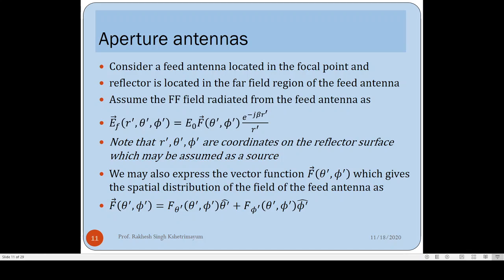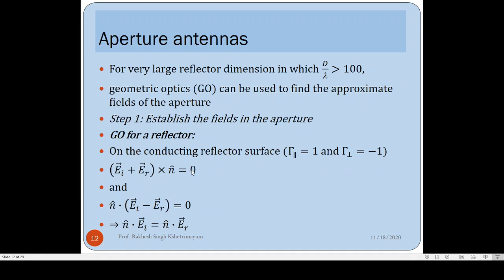So now this vector F we can segregate into its two components. One is the theta dash component and this is the phi dash component. So the F vector can be expressed as F theta dash unit vector, F phi dash unit vector, and F theta dash and F phi dash will be dependent on theta dash and phi dash. It's a function of theta dash and phi dash again.